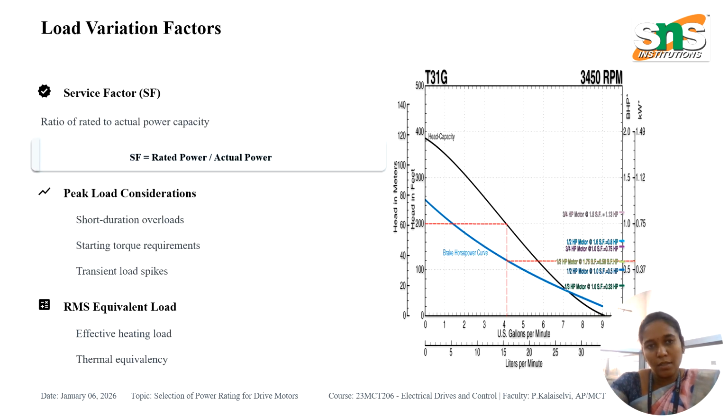Now let us see load variations. The service factor, that is SF, is defined as rated power by actual power, which indicates how much overload a motor can handle safely. Peak load considerations: we must account for short duration overloads, starting torque requirements, and transient load spikes. Then the RMS equivalent load represents the effective heating load. Why? Because motor heating depends on the RMS value, not just the average load.